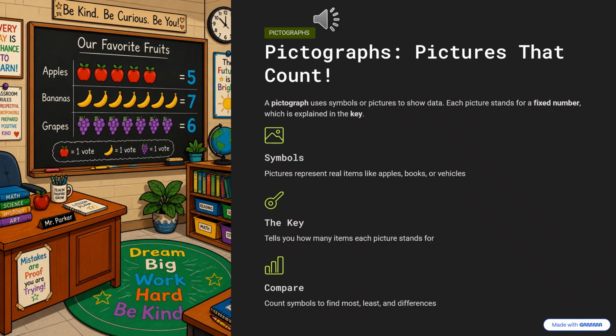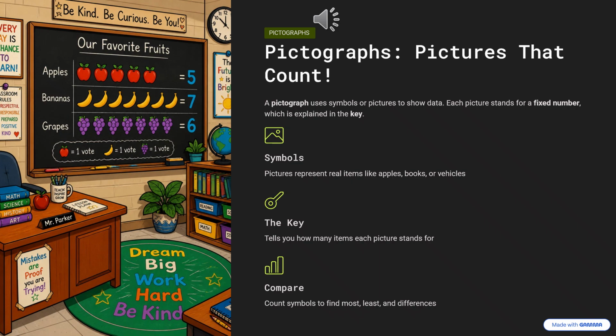Instead of writing only numbers, we can use pictures. This is called a pictograph. Each picture represents a number. For example, one apple represents one student. If we see four apples, it means four students.